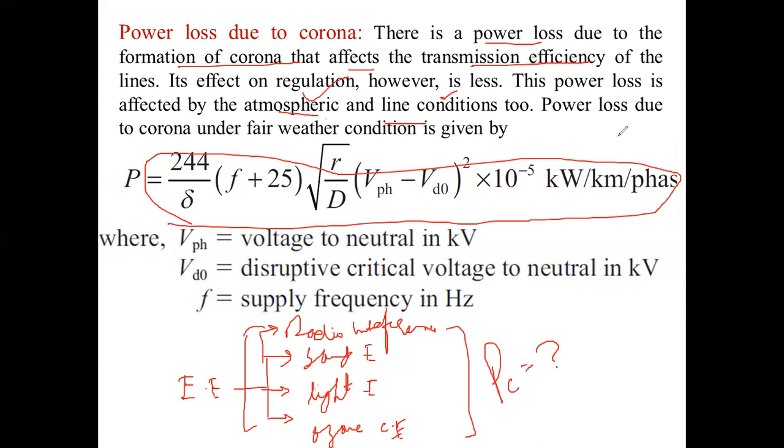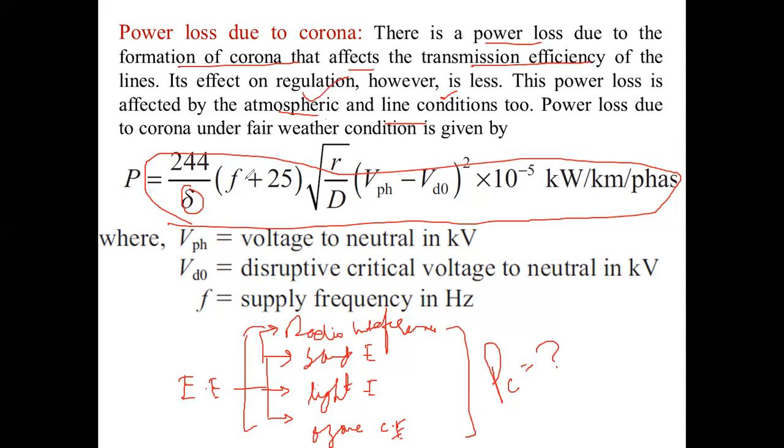The power loss due to the corona under fair weather condition is given by Pc = (244/σ)(f + 25) √(r/D) (Vphase − Vd0)² × 10^−5 kilowatt per kilometer per phase. Now what is sigma? Sigma is the atmospheric condition factor.